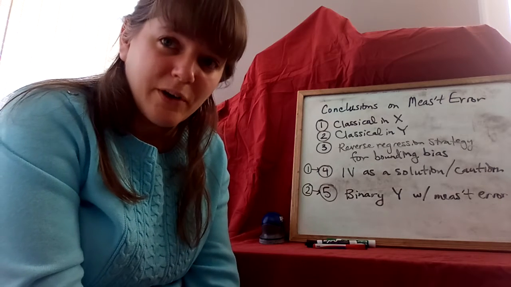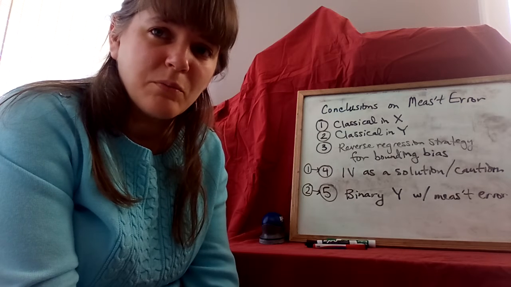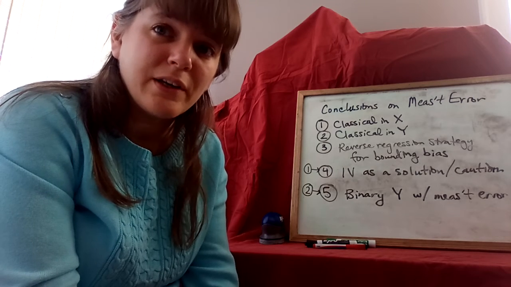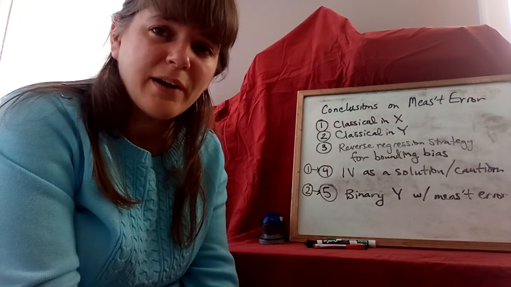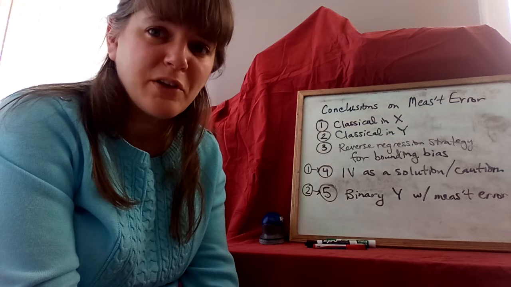Note that if more than one variable on the right-hand side has measurement error, you really can't draw any conclusions about the direction of bias, even for each of those two individually, because they can each be affected by the measurement error of the other one.